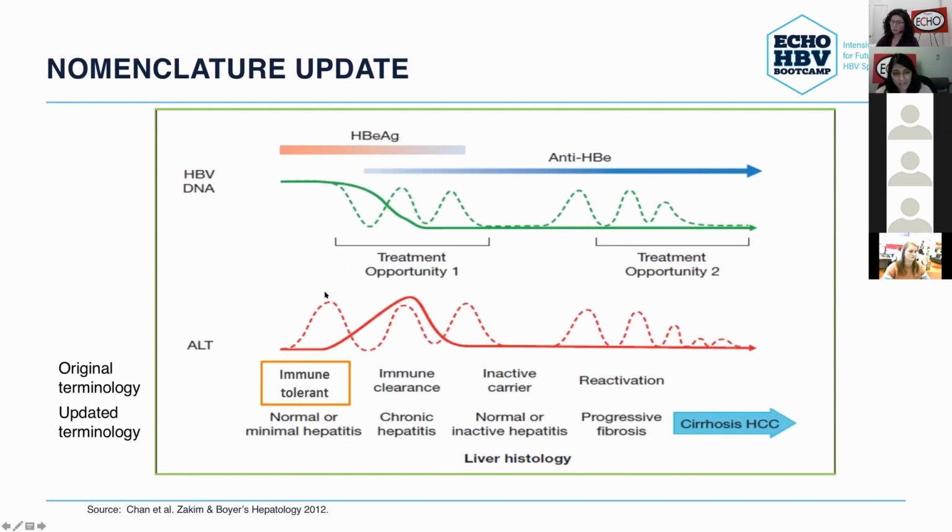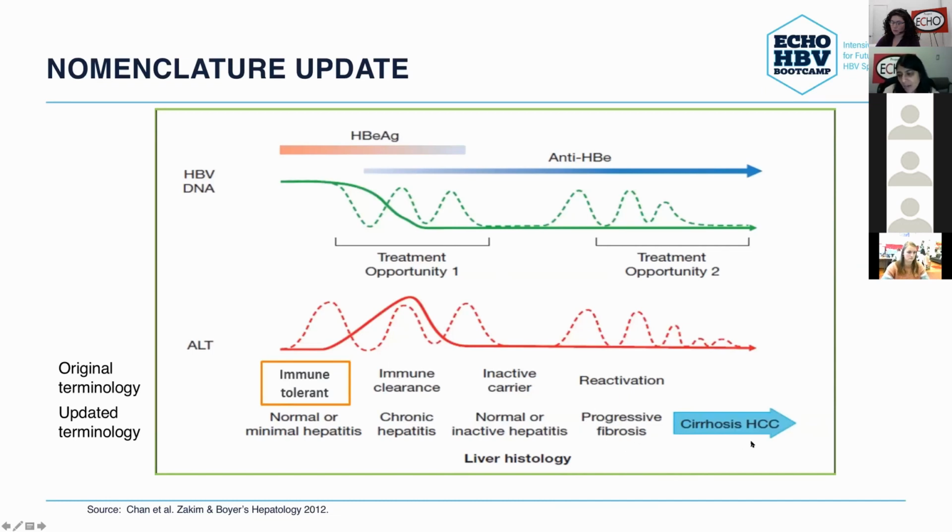And then after years of having this infection, again, your DNA level will come down. You might start to lose E antigen, develop E antibody, and your ALT goes up. And that is usually consistent with immune clearance. We now usually refer to this as being in a chronic hepatitis phase. And then over time, you can go on to have your ALT come down, your DNA be low, and you develop E antibody, what we used to call inactive carrier, now normal or inactive hepatitis. And then over time, what you're at risk for is developing progressive fibrosis.